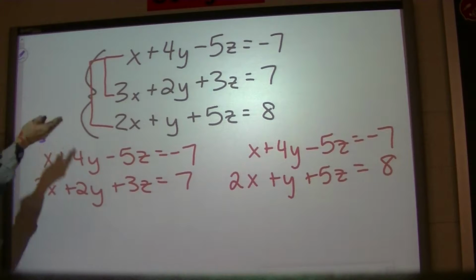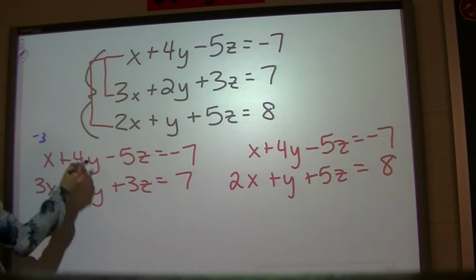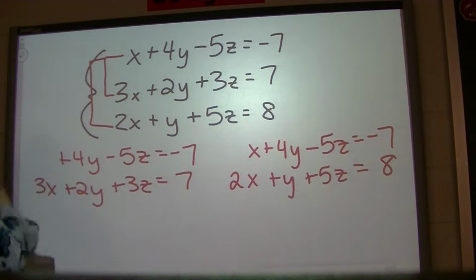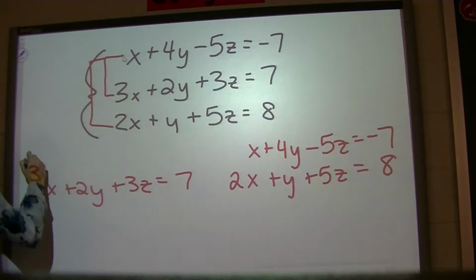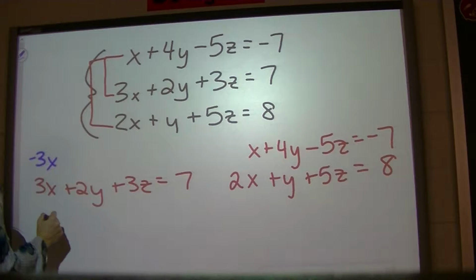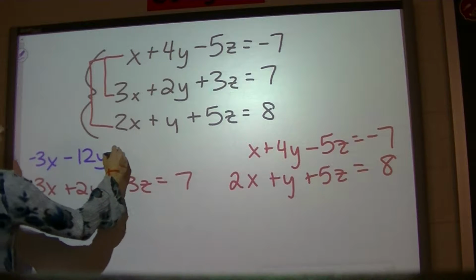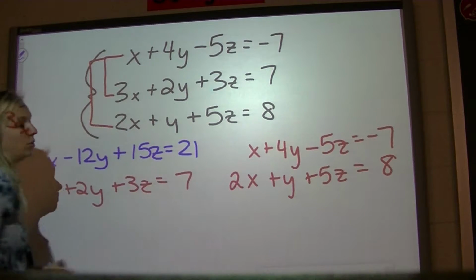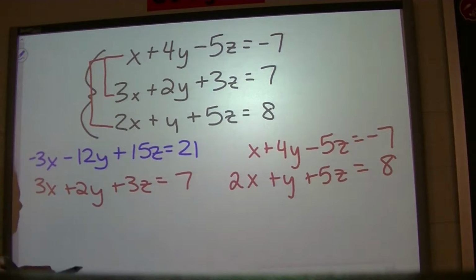What do I have to multiply 1 by to make it negative 3? Well, negative 3. But to be mathematically correct, we have to multiply everything by negative 3. So this is actually going to change to negative 3x minus 12y plus 15z equals a positive 21, because that's how all of those terms multiply by negative 3.